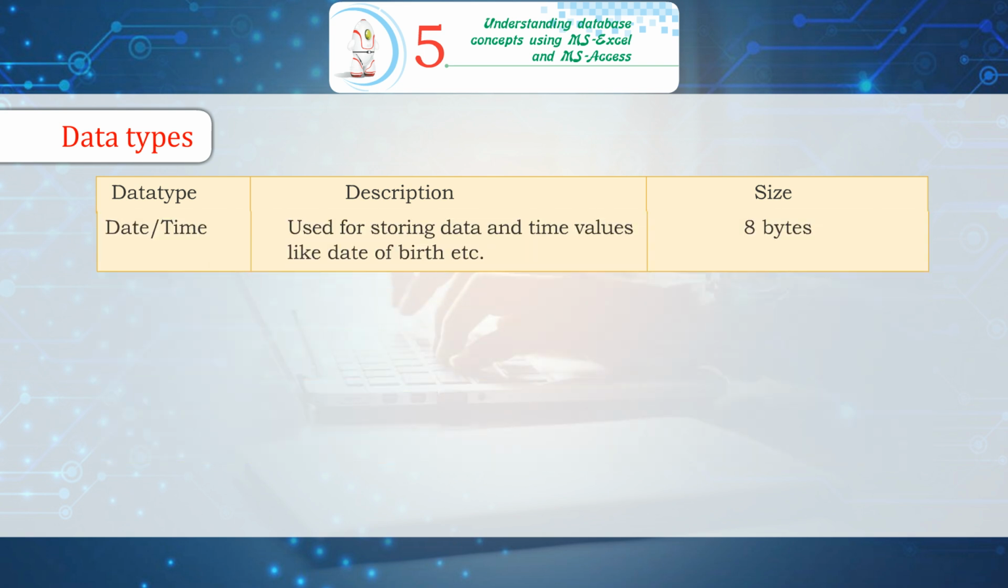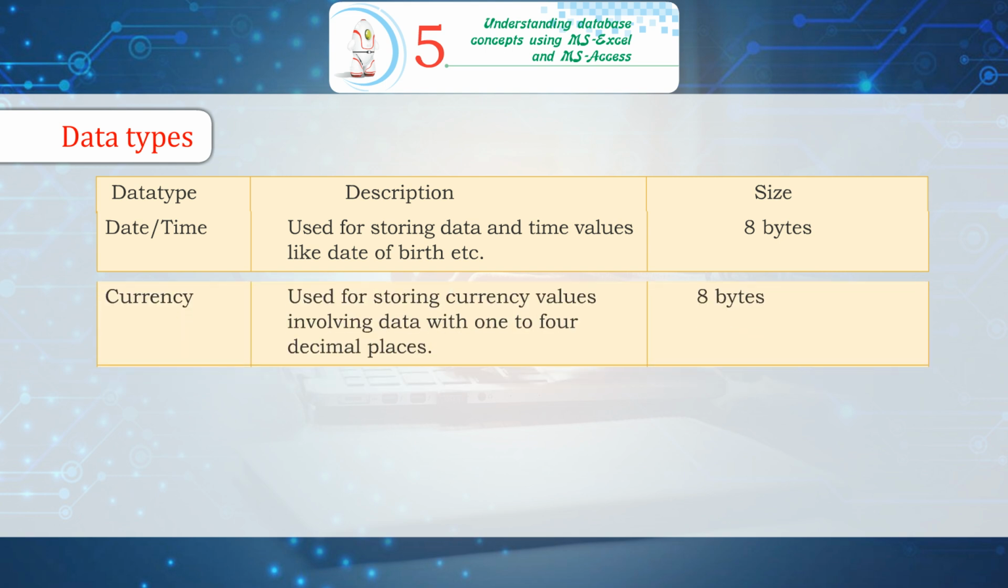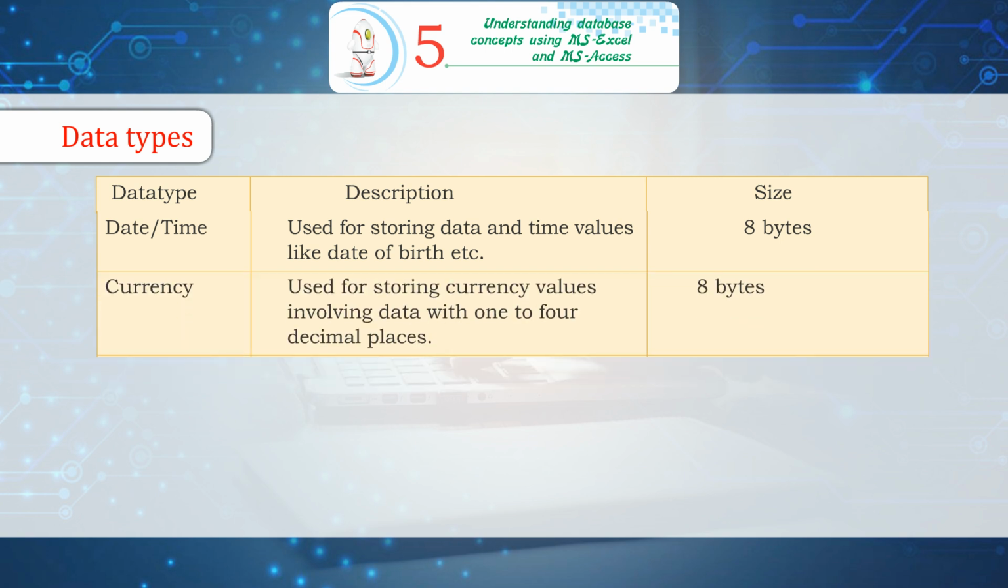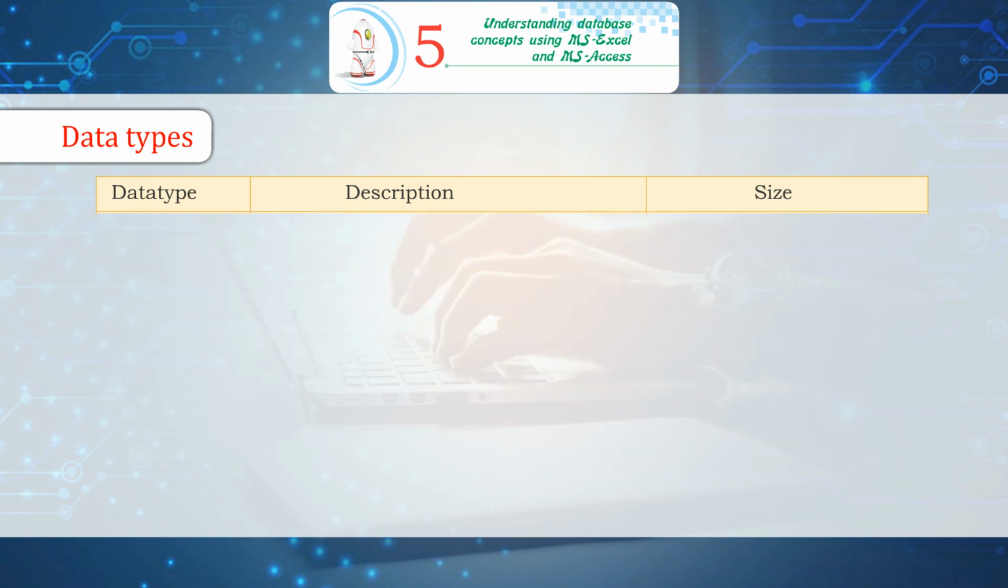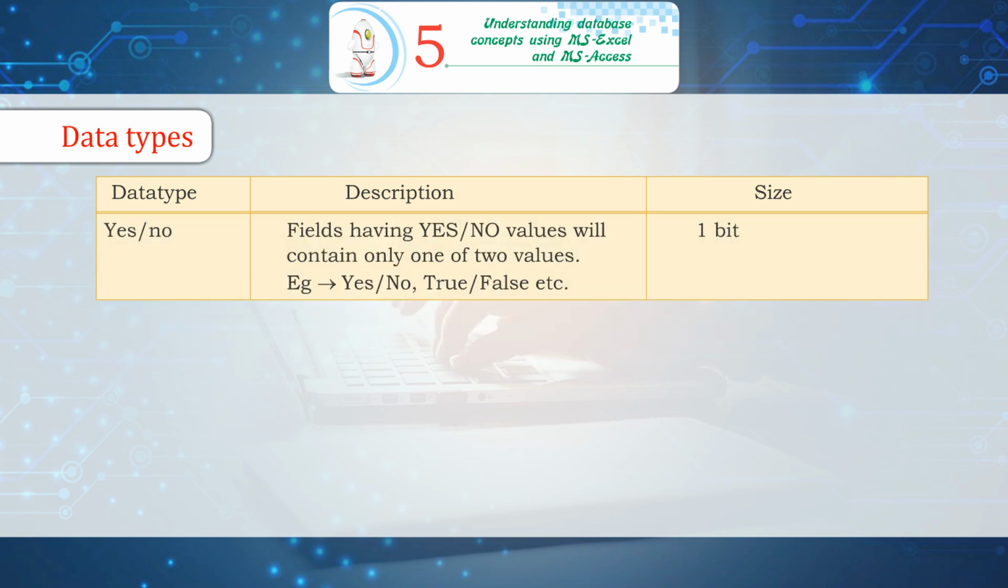Date or time, used for storing date and time values like date of birth, etc. 8 bytes. Currency, used for storing currency values involving data with 1 to 4 decimal places. 8 bytes. Auto number, used with primary key fields. It is a unique sequential number which increments by 1 whenever a new record is added. 4 bytes. Yes or no. Fields having yes or no values will contain only one of two values.